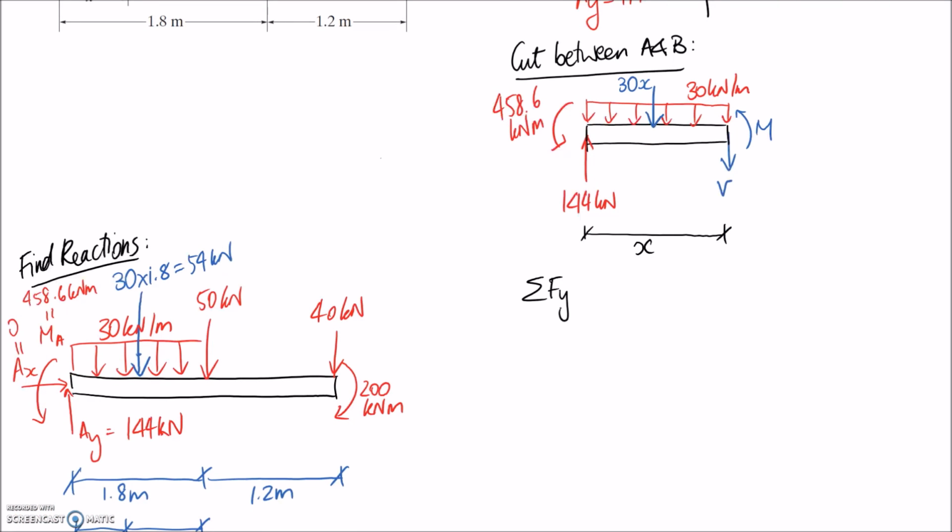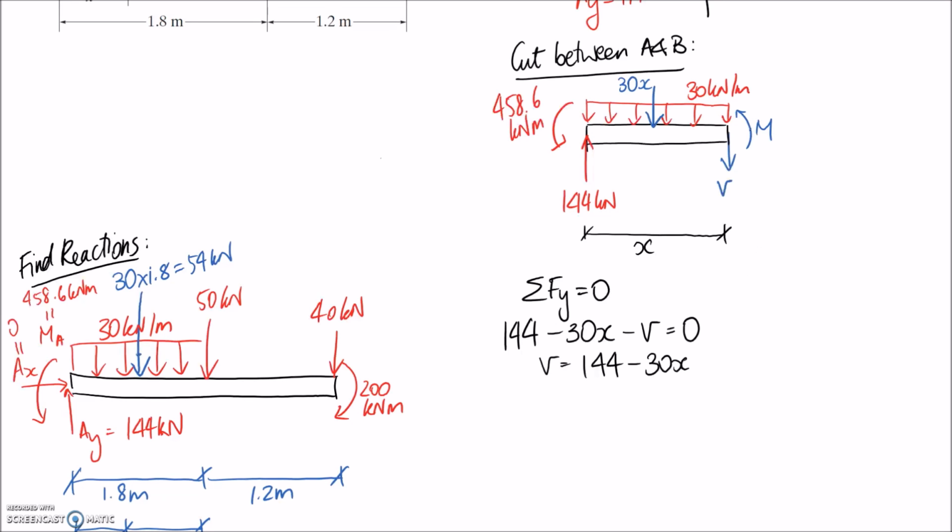So I need to make sure I'm in equilibrium, which means the sum of the forces in the y direction has to be 0. I've got 144 going up. I've got the 30x going down from the point load of the distributed load. And I've got minus V, has to be 0. So getting V on its own, we end up with that.